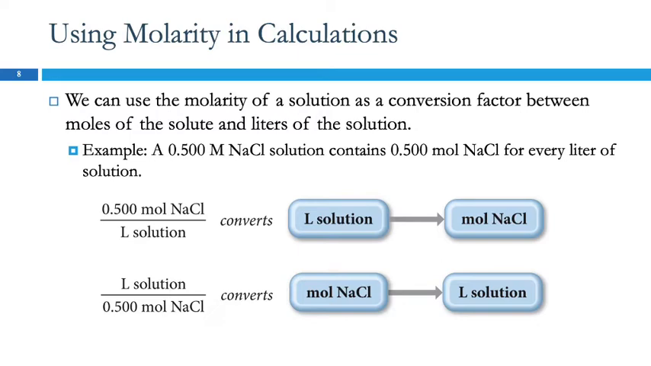So as I mentioned, the molarity is a very useful conversion factor between moles of solute and liters of solution. So if we have a 0.500 molar sodium chloride solution, that means we have 0.500 moles of sodium chloride for every liter of solution. So we can write it this way: 0.500 moles over liters, or we can write it upside down, liters over 0.5 moles. Because for this solution, 1 liter is equal to 0.5 moles. And so we can convert back and forth between volume and moles.